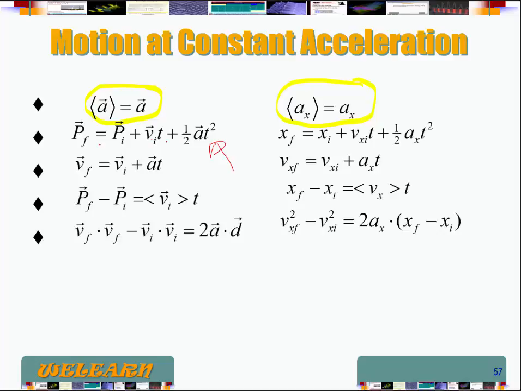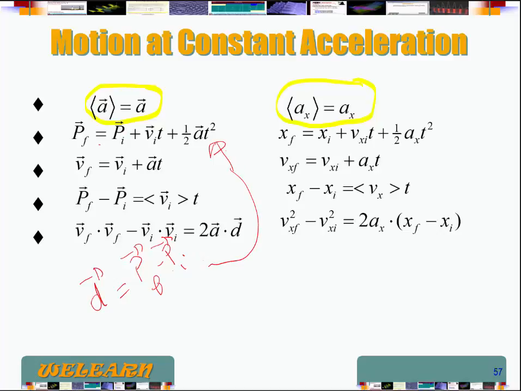We developed this equation for displacement. Remember, displacement is P_f minus P_i. So if I write displacement is equal to V_i t plus 1/2 of A t squared, like we had before, then we can move the P_i to the other side, so that's plus on the other side. That's where that equation is from.